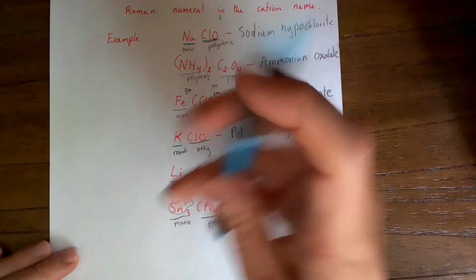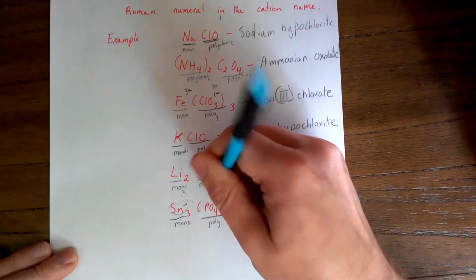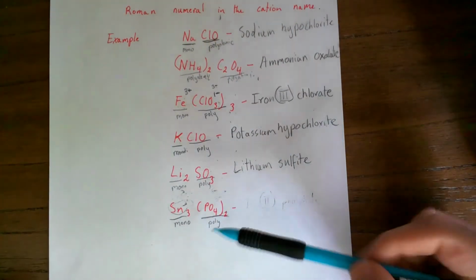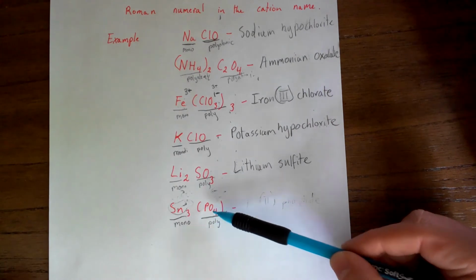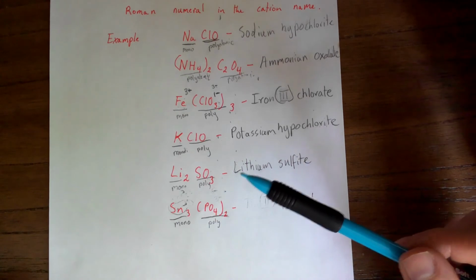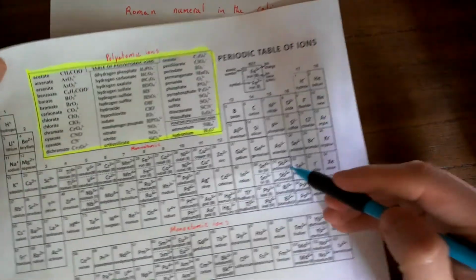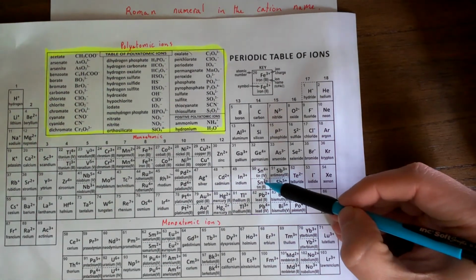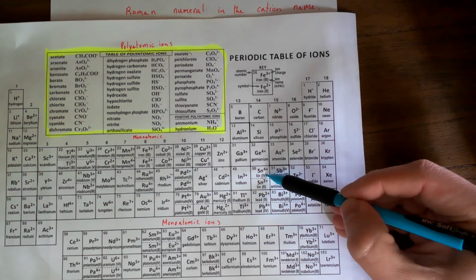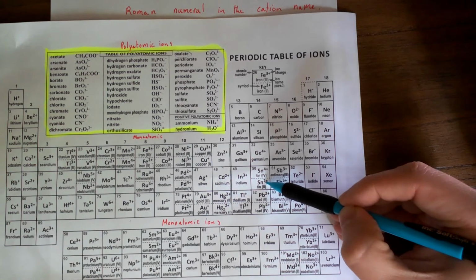All right, the next one. Okay, this is probably the hardest one. Let me erase this. All right, so Sn is one element, so it's monoatomic. PO4 is two elements, so it's polyatomic. So let's find the name. Let's look up Sn. Sn is tin, but there's a problem because we have to figure out if it's tin(II) or tin(IV), if it's a 4+ charge or 2+ charge. Okay, how are we going to do that?